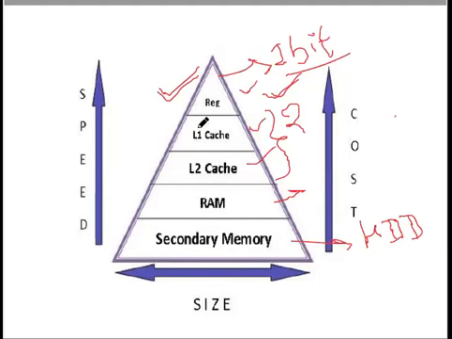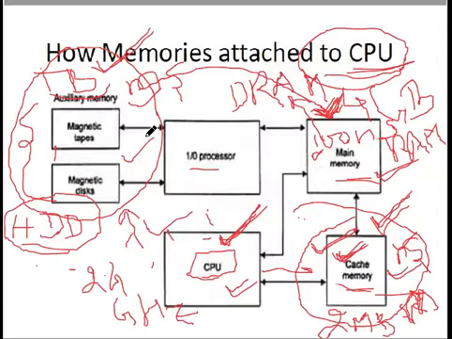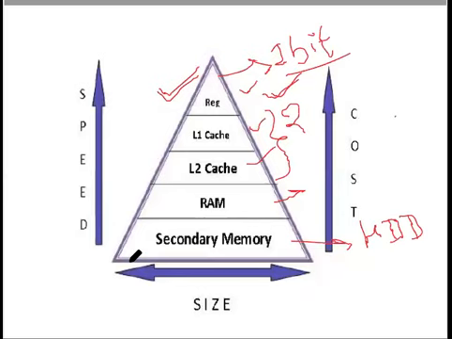So as we are moving up, the speed is increasing, access time is reducing, the cost is increasing, but the size is decreasing. So this is how the memory has been organized in this computer system. The compromise has been designed for the organization.